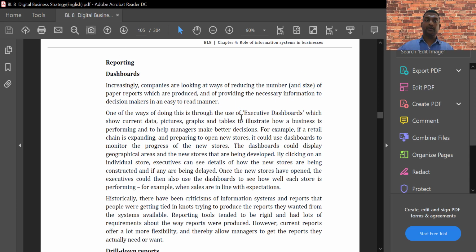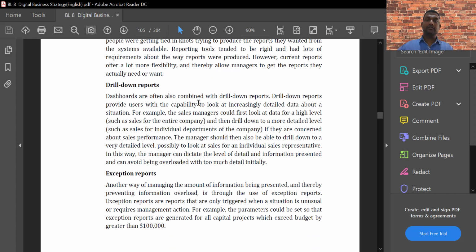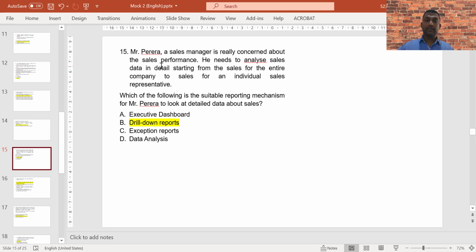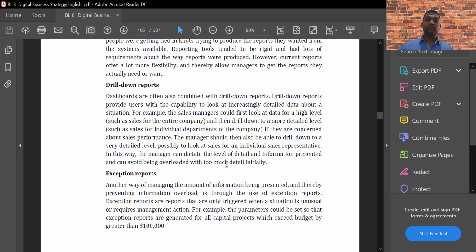So if you look at the drill down reports, this is to provide users with the capability to look at increasingly detailed data. So this is what the question is asking, from the higher level of data starting from the sales of the entire company, so higher level picture, and from there to drill down to an individual salesperson figure. Up to that should be able to drill down. So it says increasingly detailed data about a situation.